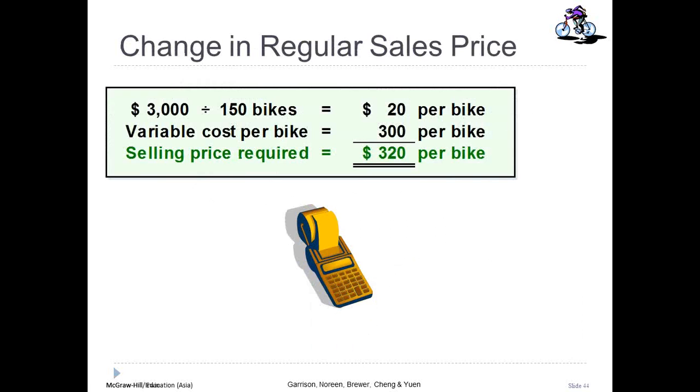So we have $3,000 divided by 150 bikes. It's $20 a bike. Okay? Simple math. Variable cost per bike is $300 per bike. So the selling price required, at a minimum, we would have to sell to the wholesaler at $320.